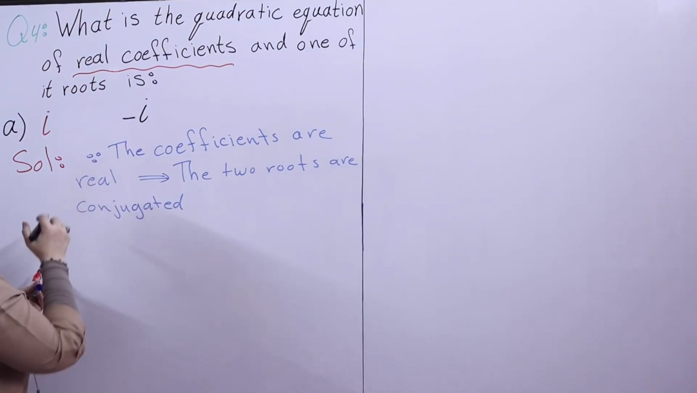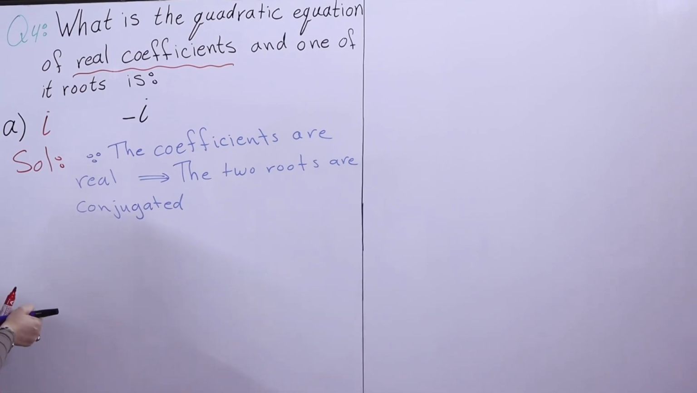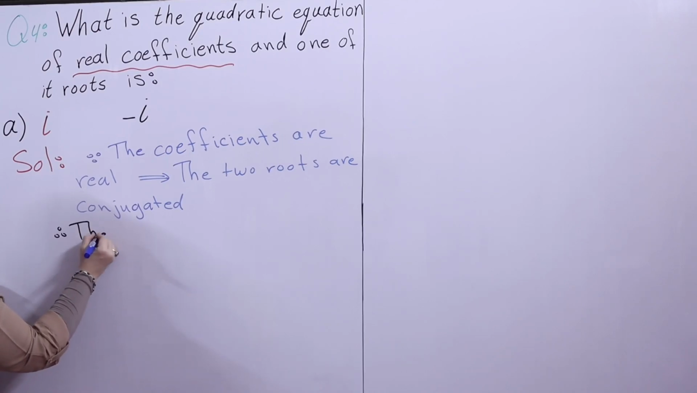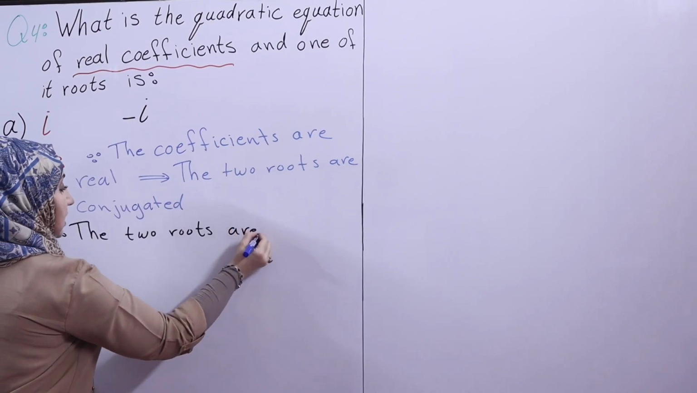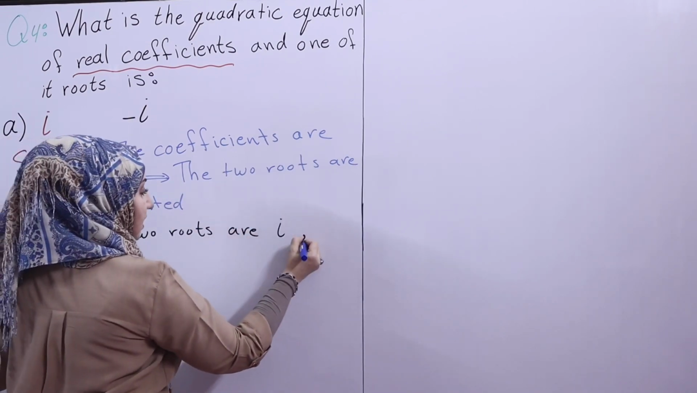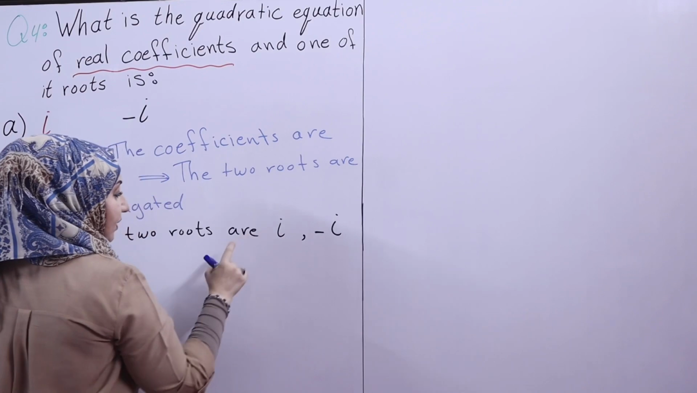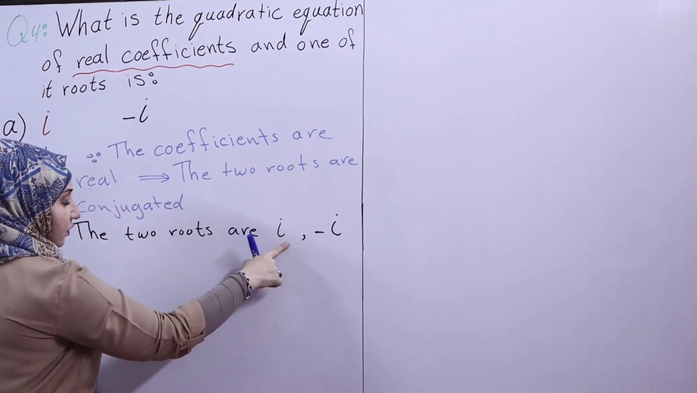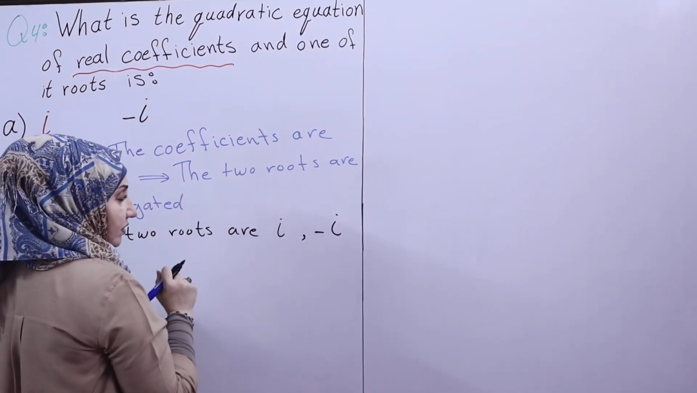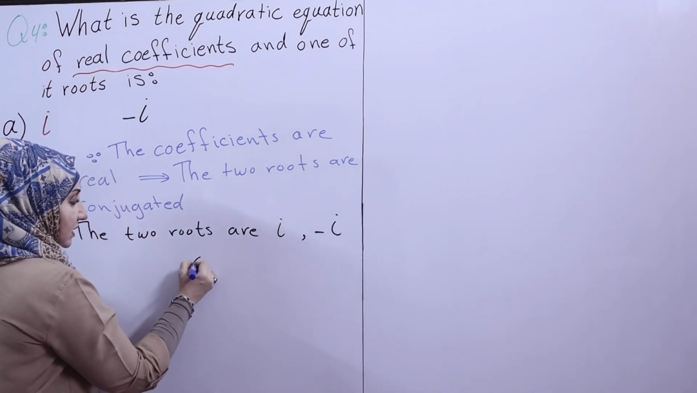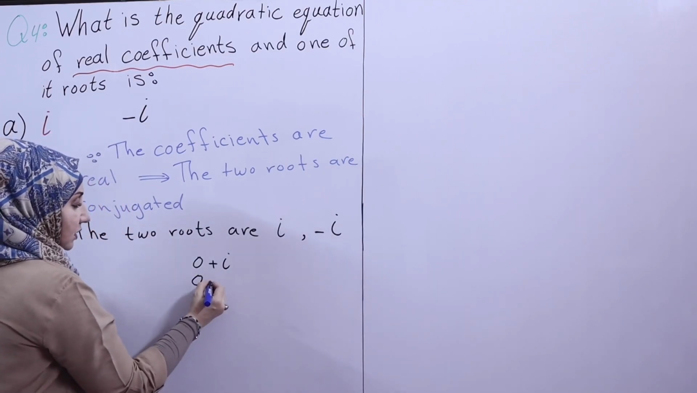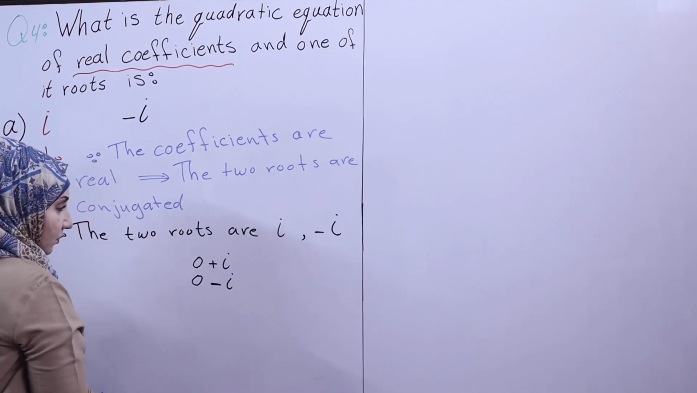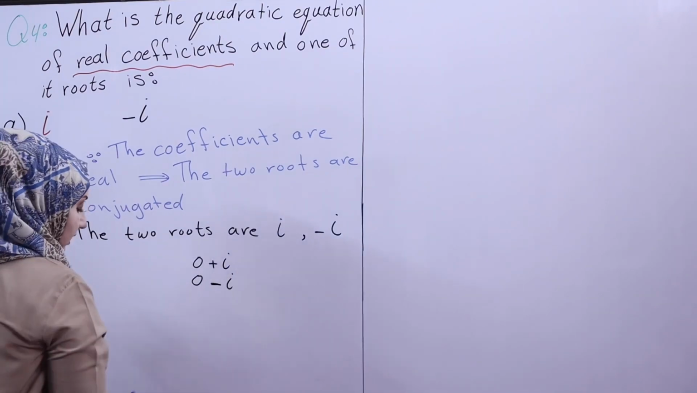Now, the first root, so that means the two roots are I and the other will be negative I. Because the first root, if we want to write it in the normal form for the complex number, that means 0 plus I. And its conjugate will be 0 minus I. So we can write it as I and negative I.